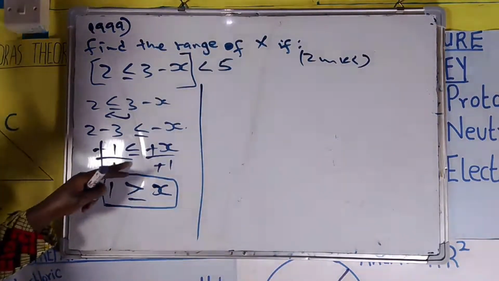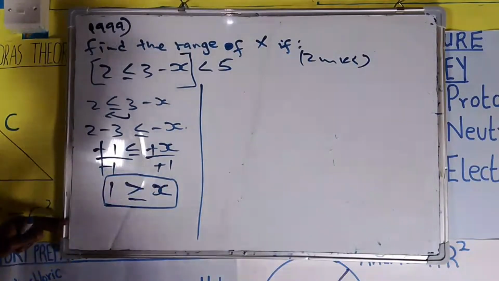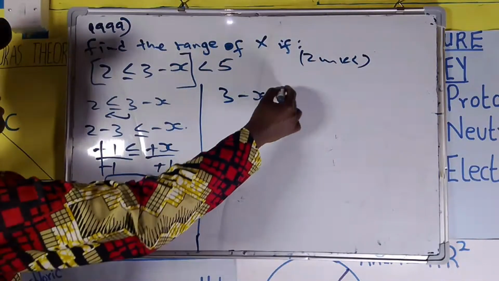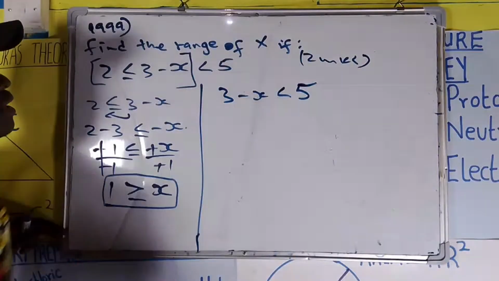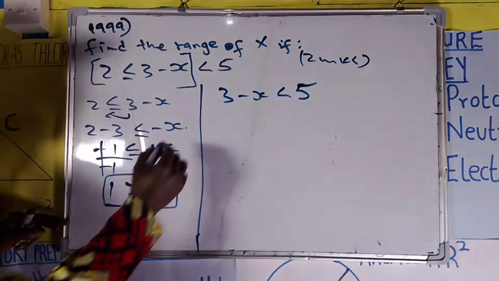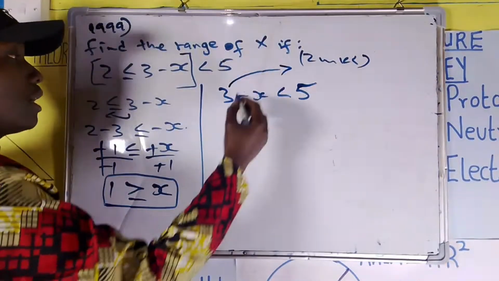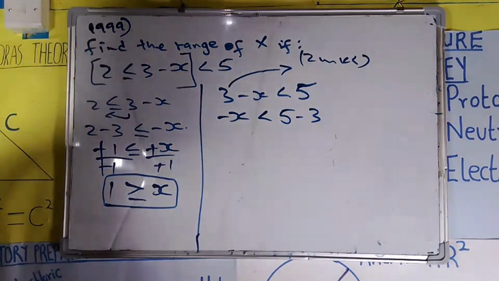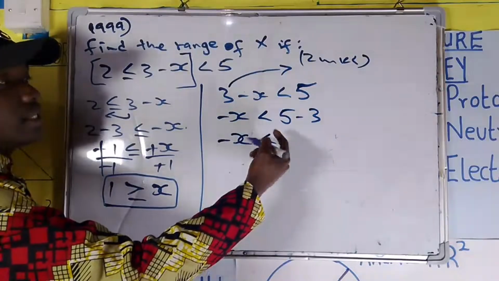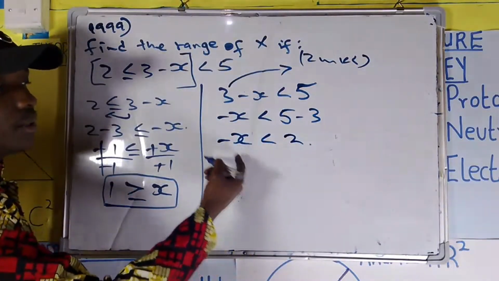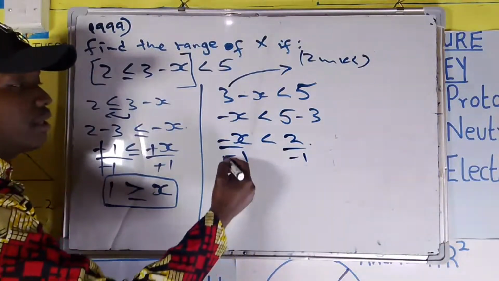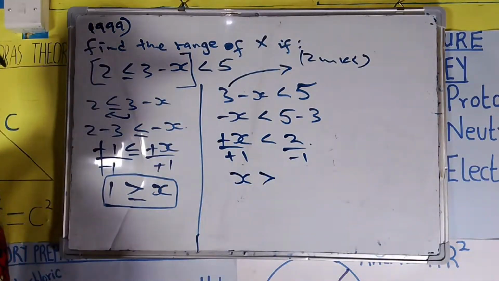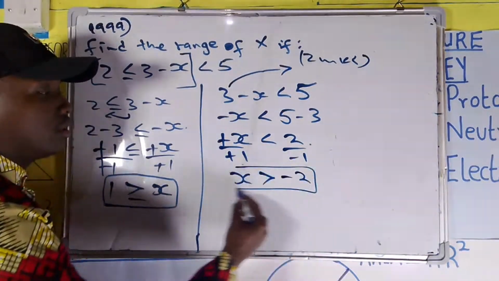I hope umeona imebadilika kwa nini, because we have divided with negative coefficient. Hii nayo ingine tunachukua ya pili kuenda ya mwisho. So ni 3 minus x is less than 5. Hii nayo tuchukue hii tupeleke huko. Tukipeleka huko tutabaki na minus x is less than 5 minus 3. So tukifanya hivyo itakuwa minus x is less than 5 minus 3 is 2. So we will divide both sides by negative 1. When we also divide with a negative, in this case, the sign changes to greater than. So x is greater than negative 2. Hiyo tunashikanisha.